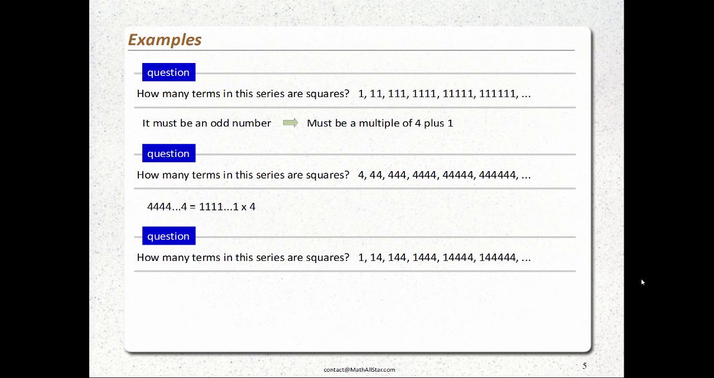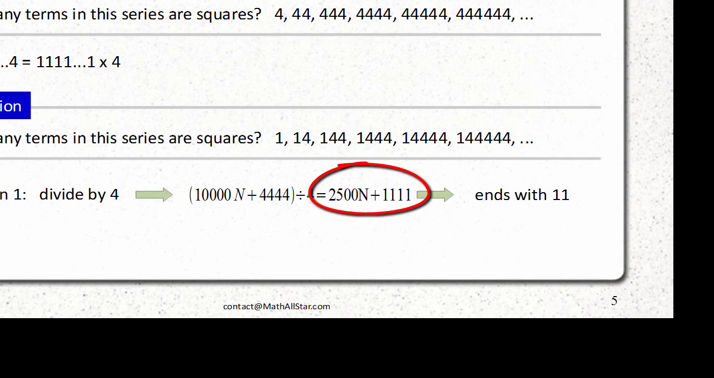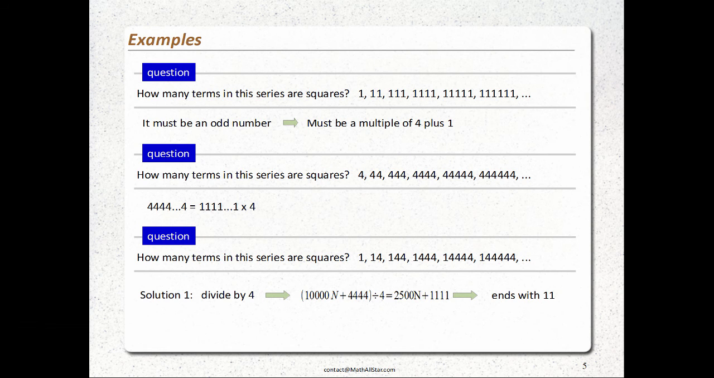There are different ways to prove this. The first method is to examine its remainder when being divided by 4. For this, we rewrite such a number in this way. When dividing this number by 4, we get this result. The first term is an integer multiplying with 2500. The second term is 1111. It is now clear that the last two digits of this number must be 11. We know it is impossible to be a square, correct?